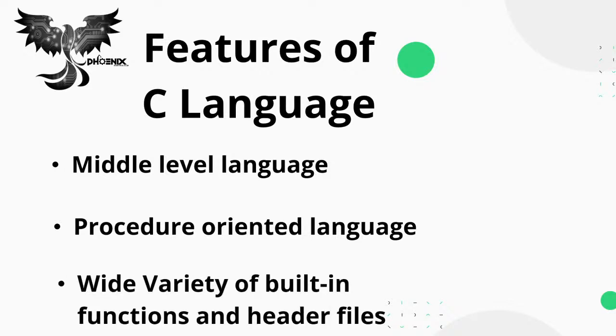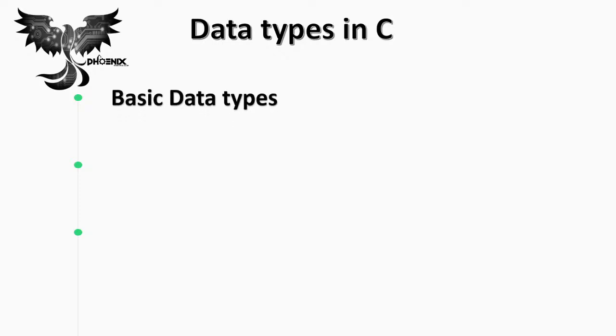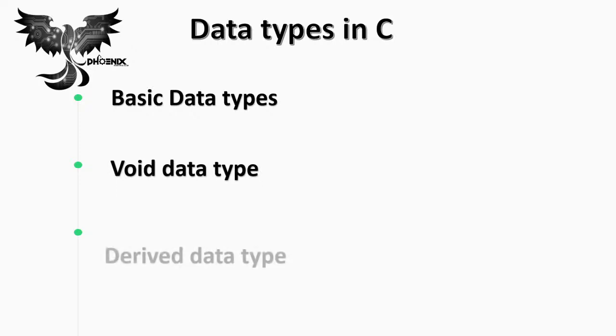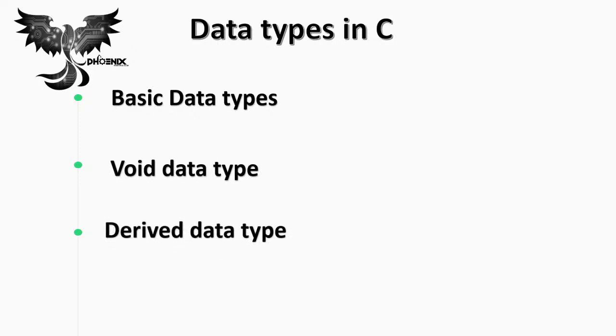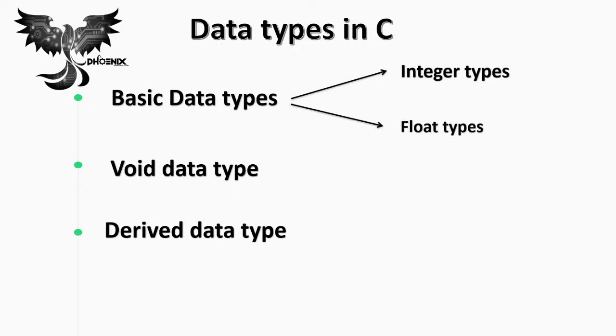There is a wide variety of built-in functions. I will show it in code. We have to pass data to the C program. How can we do that? Data can be classified in a C program as basic data types, void data type, and derived data types. Basic data types are again divided into two types: integer types and float types.